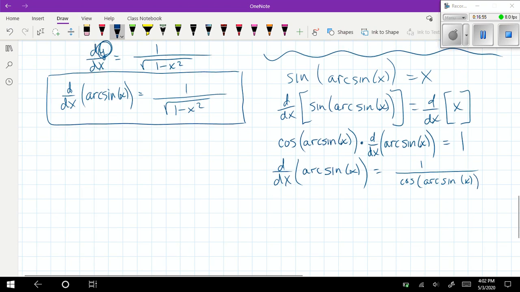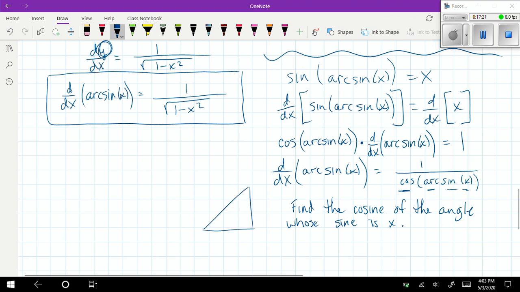Okay. So I want to find the cosine of the angle whose sine is x. I'm going to write that in words. Find the cosine of the angle whose sine is x. That's what I want. So I'm going to draw a little triangle, and put my angle right in here. I don't care what the angle is, and I'm going to measure the sine as being opposite over hypotenuse, as x over 1. And then I'm going to go through the Pythagorean theorem like I did a moment ago. I'm going to come up with this being the square root of 1 minus x squared.